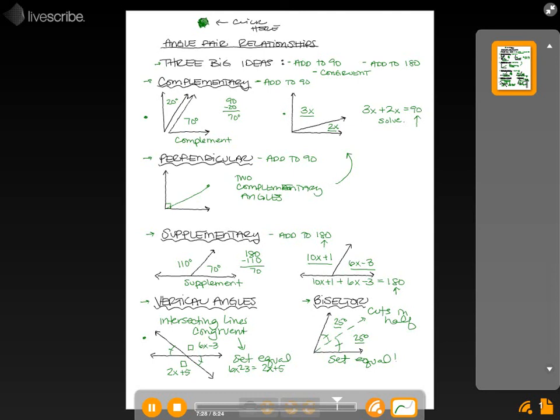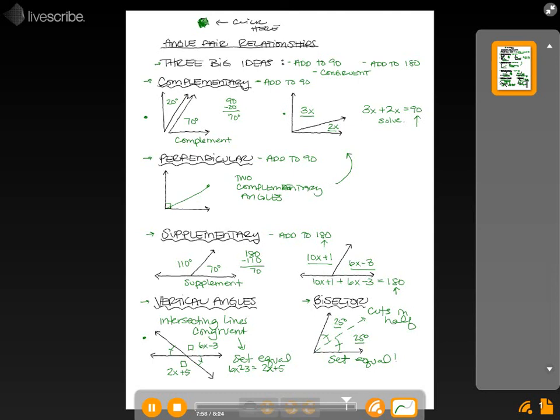So let's go over your three big ideas again. Things that add to 90 are complementary angles and perpendicular. When you set up your equation, you'll take the two small angles, add them and set them equal to 90. Supplementary, same idea as complementary and perpendicular, but they add to 180. Okay, so the equation would be set up the same way. Two small angles add to 180 this time though.